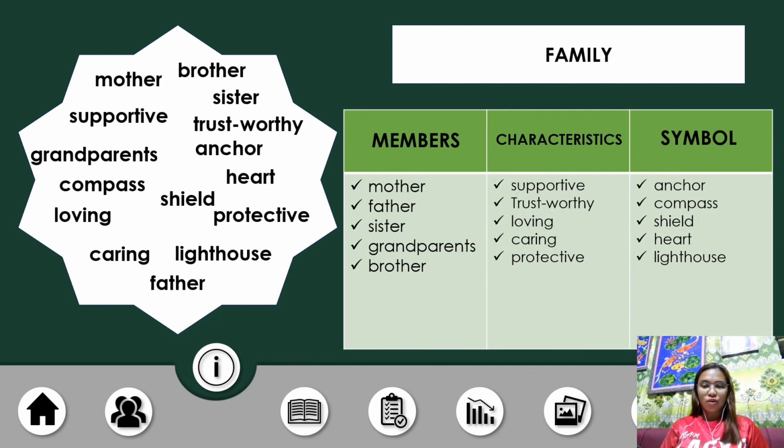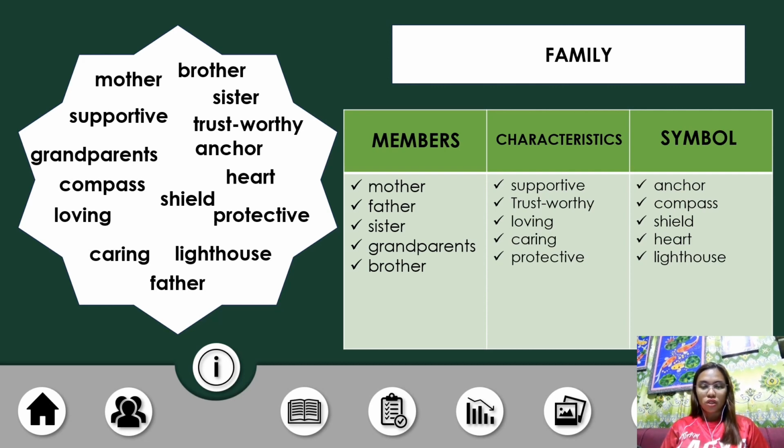To fully understand, here is an example of a crafted List-Group-Label map. So the concept is family, and the words related to the concept family are mother, brother, sister, supportive, trustworthy, grandparents, anchor, compass, heart, shield, loving, protective, caring, lighthouse, father. And the labels are members, characteristic, and symbols.